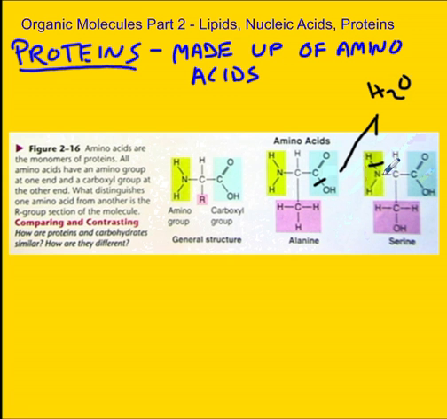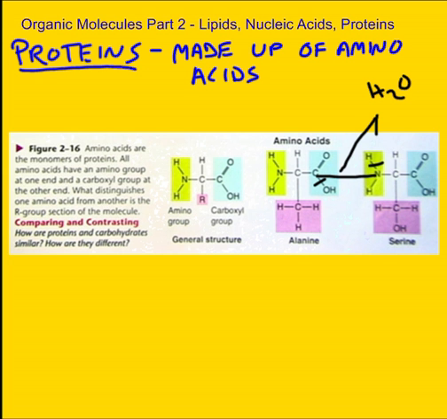A water molecule will leave, and then this carbon would then bond right with that nitrogen, and these two would be linked together. And that can keep happening over and over and over again, creating these long chains and creating all sorts of different shapes.